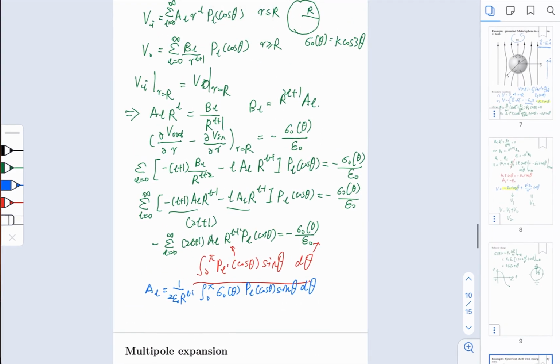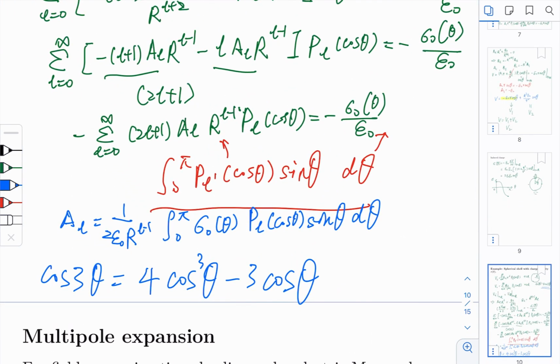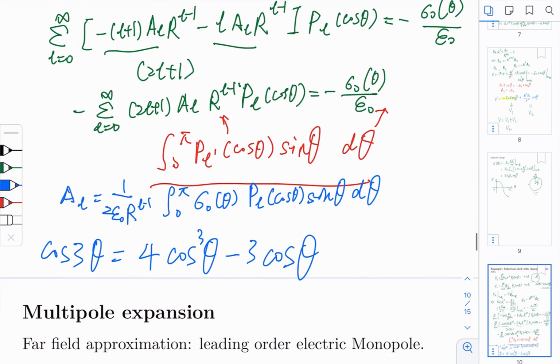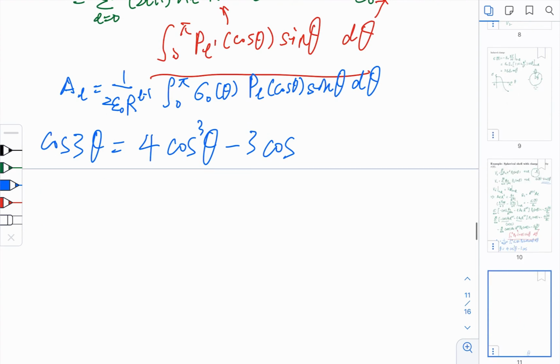So here this sigma naught is k cosine 3 theta, and there is this trig identity that cosine 3 theta actually equals 4 cosine theta cubed minus 3 cosine theta. So you need to be able to derive this by yourself, and in the homework you will also see this expression, so it's just a reminder that you have to derive this in the homework.